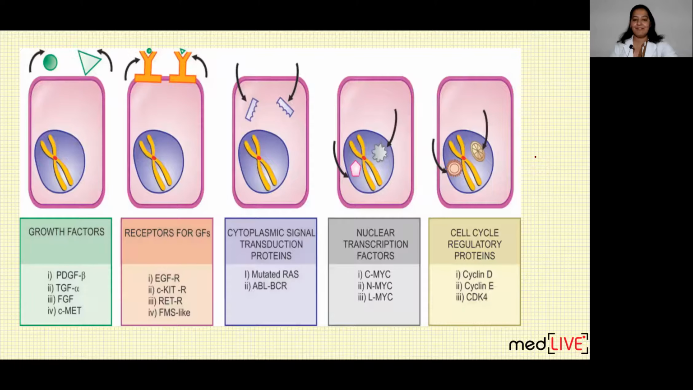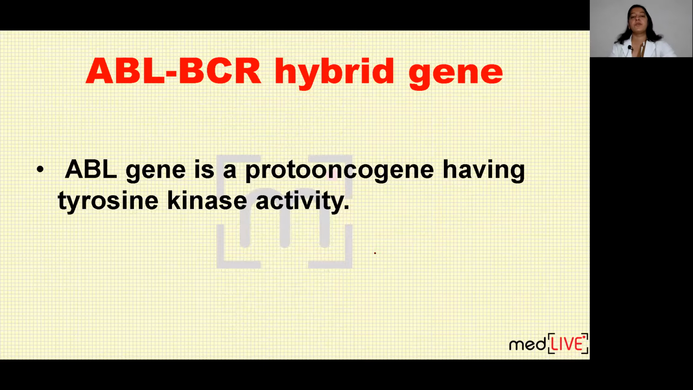So this was the classification. Among the classification, we have already discussed RAS. In this lecture, I am going to discuss the ABL, BCR, and MYC genes. Very, very important. ABL, BCR is very important from the exam point of view. So the ABL, BCR gene, and again, it is a proto-oncogene.